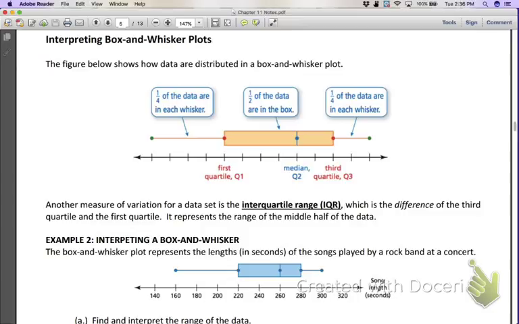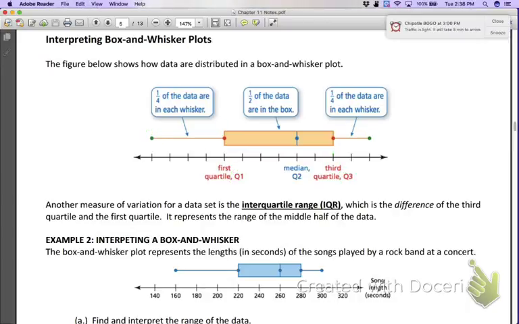So your other measure of variation that we have is what's called the interquartile range. All that is, is the value of your third quartile, which is right here, minus your first quartile. Okay, or your upper quartile minus your lower quartile. Remember when we found the range of our data, we took the highest number and subtracted our lowest number from it. You're going to do the same thing, but now we're going to take our third quartile and subtract our first quartile. That is all we're going to do.